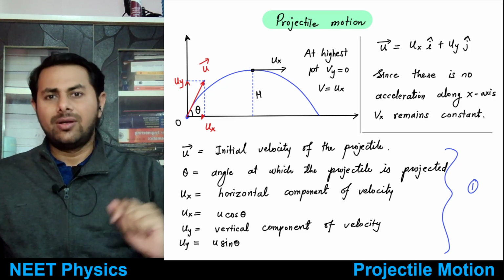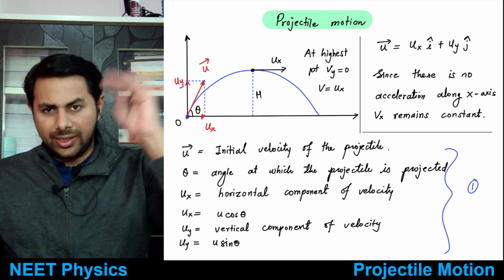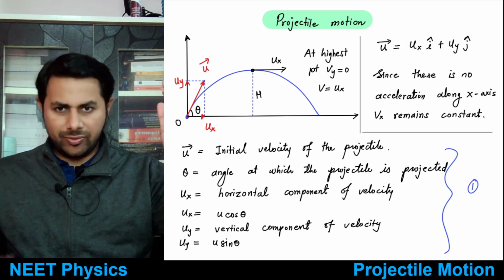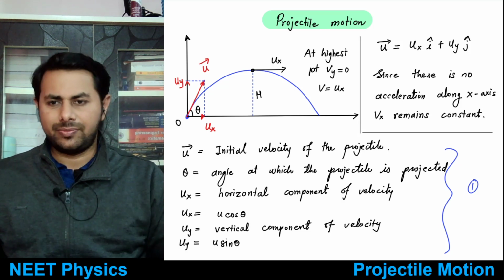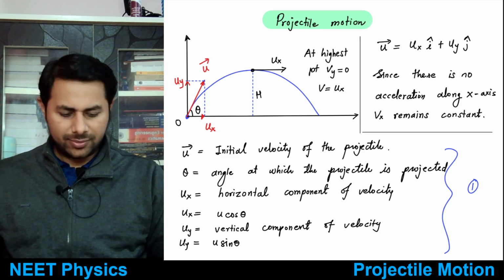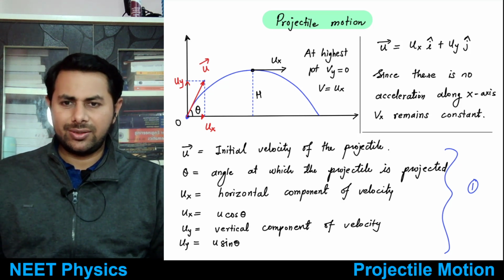Okay. So when it attains the maximum height, what will happen? The vertical component of velocity will become 0. This thing is clear, everyone?